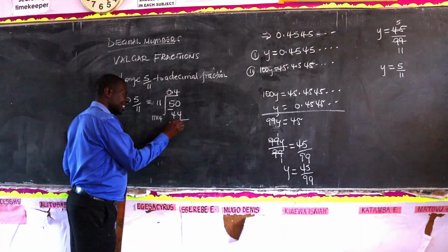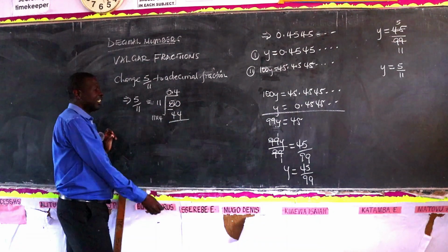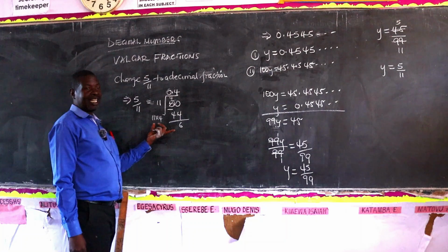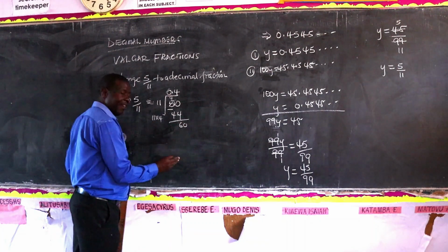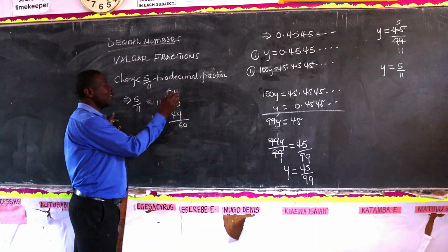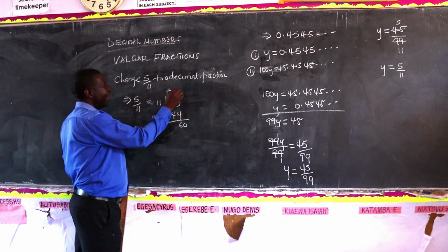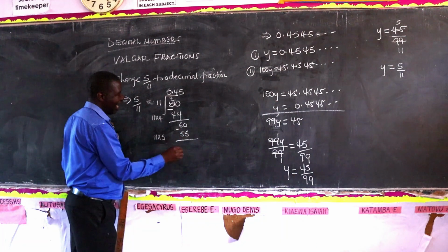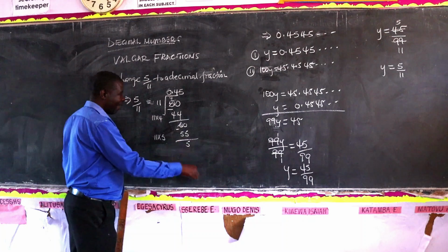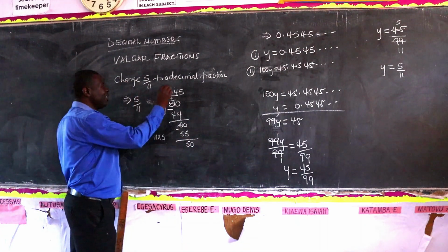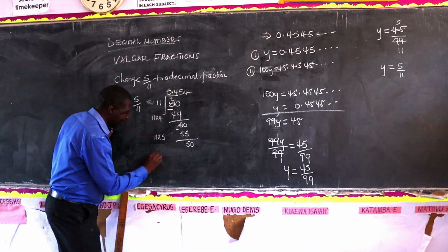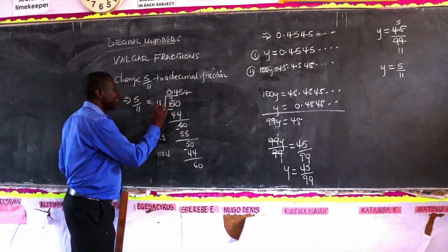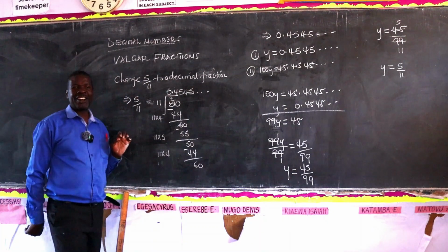If you subtract, we come up with 6. Add a 0 here, it becomes 60. Divide 60 by 11. Do we get 5? 11 times 5 gives 55. What is the remainder? 5. Add a 0, divide by 11, you get 4. 4 times 11 is 44. Subtract, we come up with 6. Add a 0, divide, and you get a recurring number.